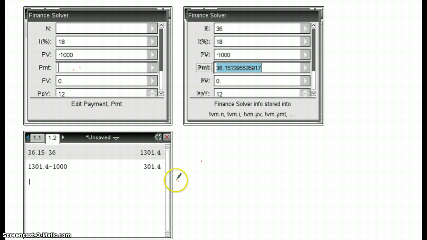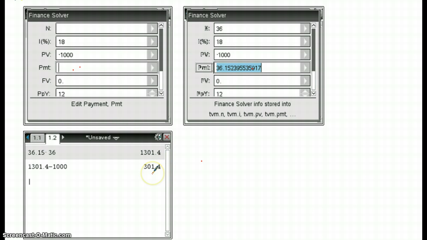Okay, so now we need to see how much she's paying for this. $36.15 times 36 months will give us $1,301.40. We subtract $1,000 from $1,301.40, and we get $301.40 is her interest, or what she's paying for her money.